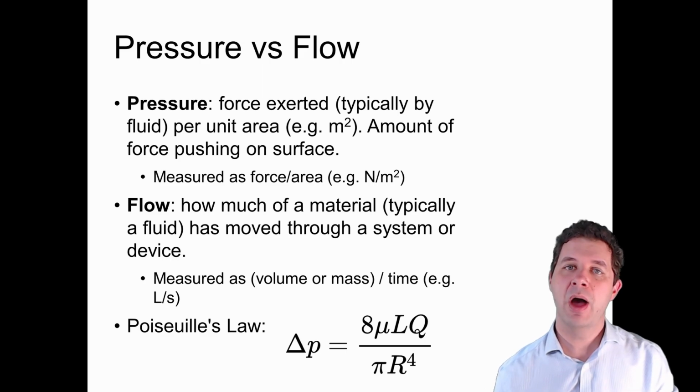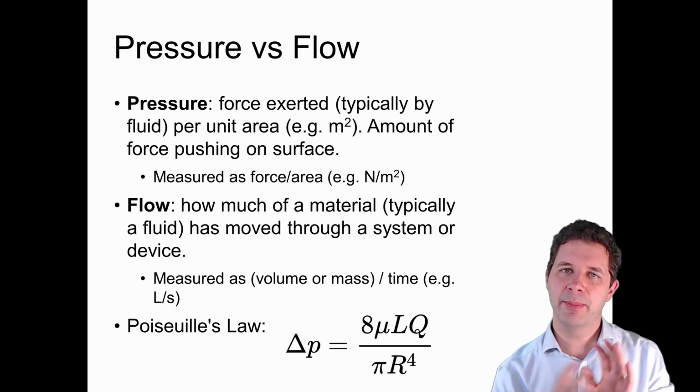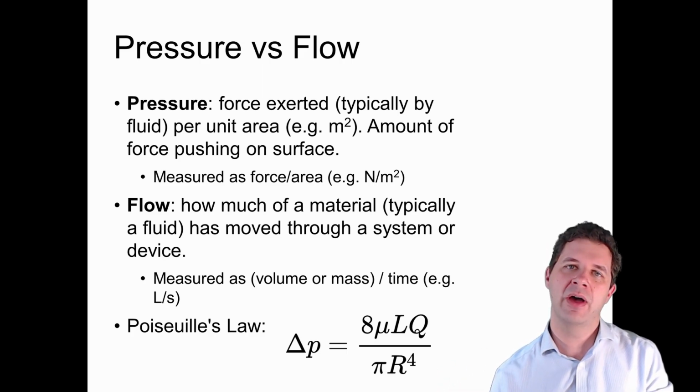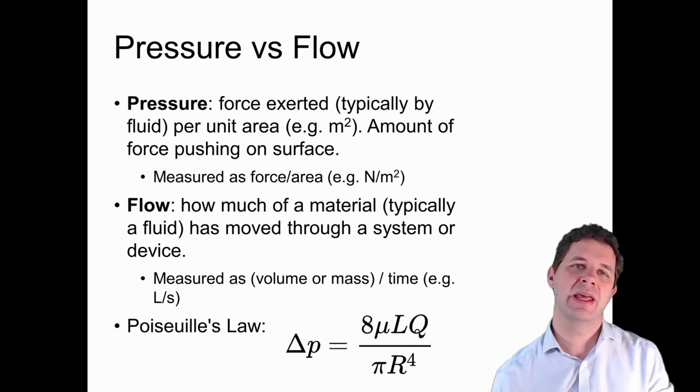Now these are related by Poiseuille's law. We've got it there where our change in pressure, where we've got mu, which is our viscosity of the fluid that we're trying to transport. We've got L, which is the pipe length that we're trying to transport it over. We've got Q, which is our volumetric flow rate. And we've got R, which is our pipe radius.